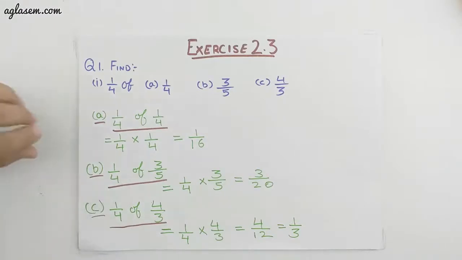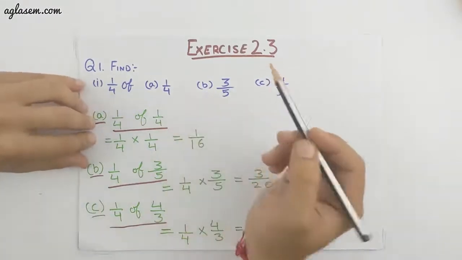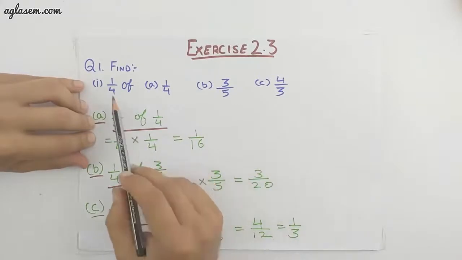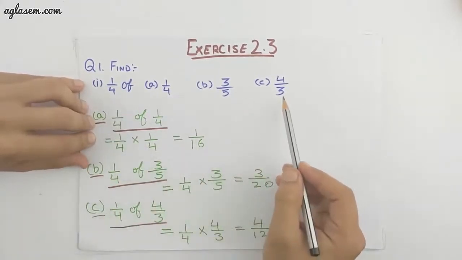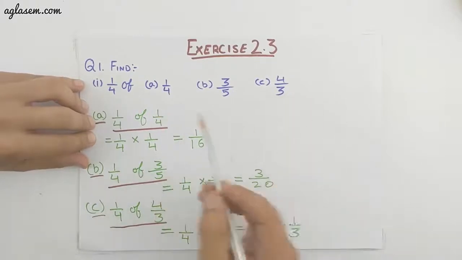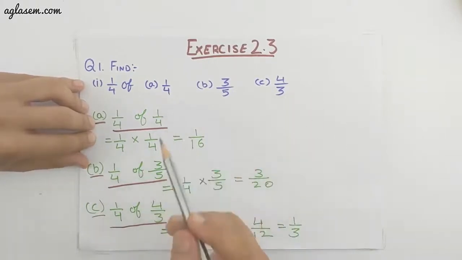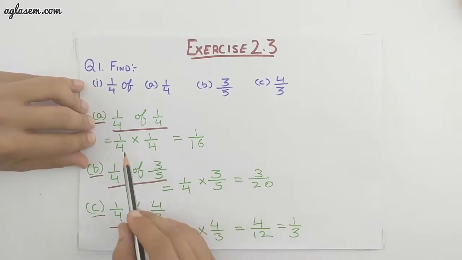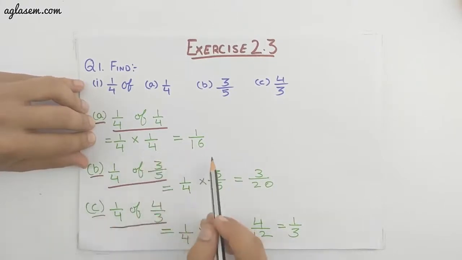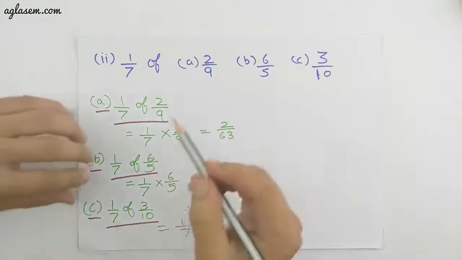First question is find. This question has subparts and we have to multiply 1 by 4 with 1 by 4 and 3 by 5 and 4 by 3 separately. Let's take 1 by 4 first. 1 by 4 of 1 by 4 is, let's multiply 1 by 4 with 1 by 4, we will get 1 by 16.